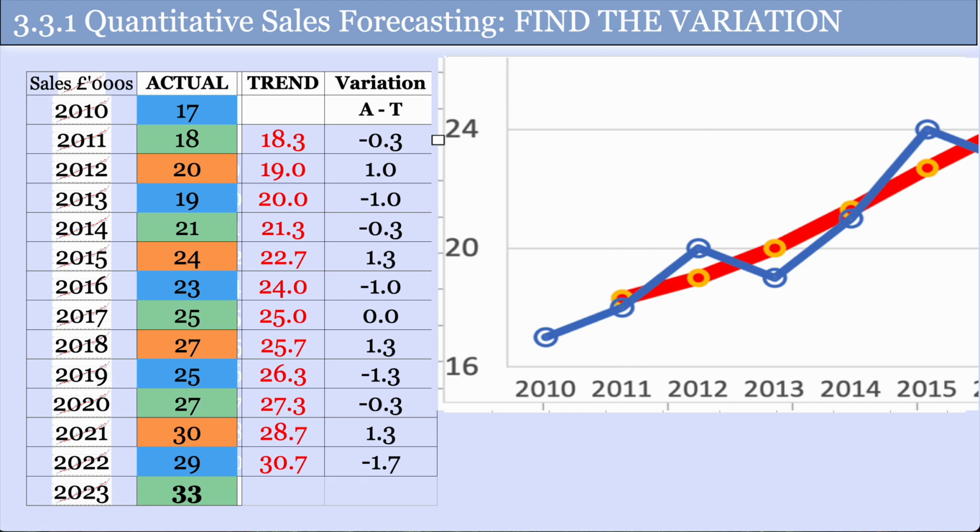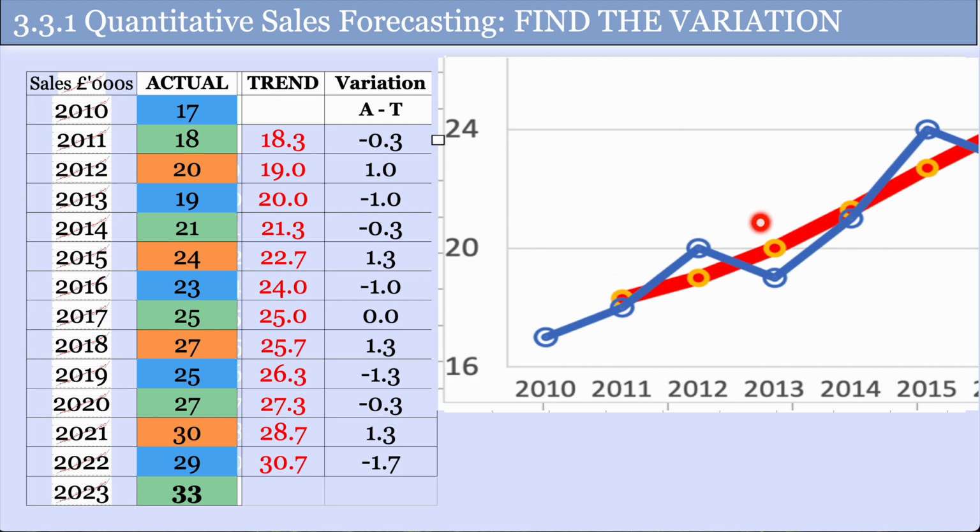Just increase the size of that graph for you. This one here, 2011, in the second year of the cycle, the actual is below it, but in the third year of the cycle, the actual is above your trend. So here's your trend, and the actual is here, look. So that's your second year, third year.